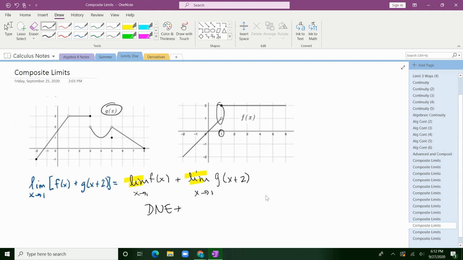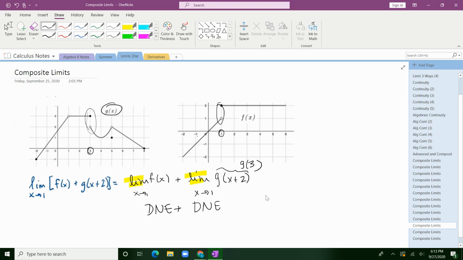One way is to think, okay, if I put 1 in, this really becomes g of 3, and at 3 I have a jump discontinuity, so I can't do a limit there. Both of those limits don't work, so you definitely can't apply this rule here.